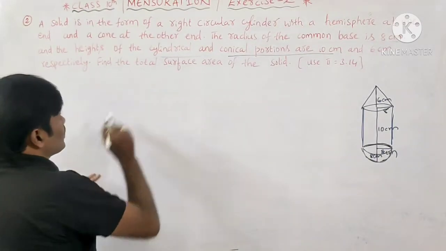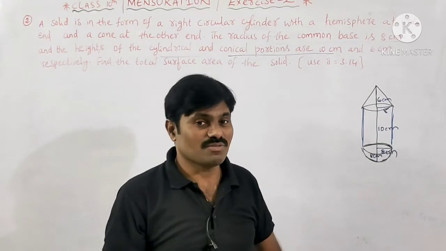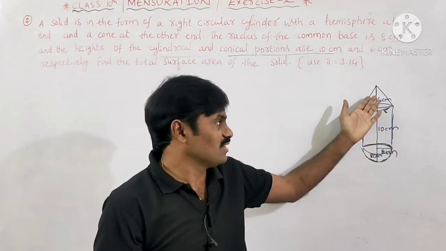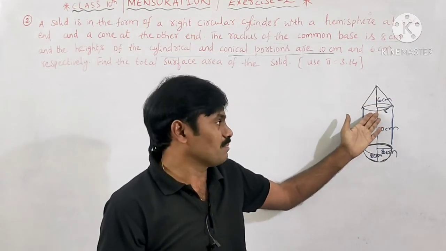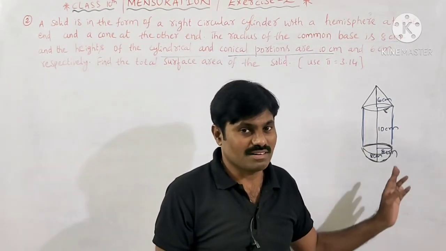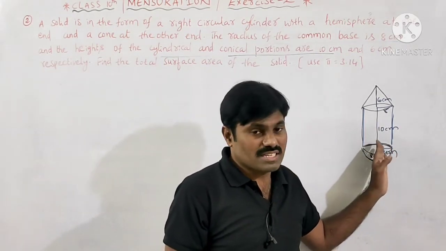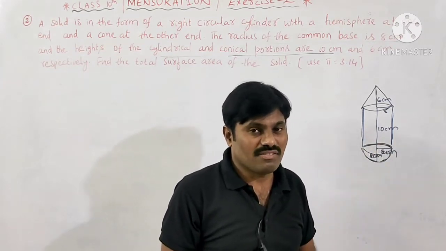Now what is required? They ask us to find the total surface area of the solid. Usually total surface area means we use formulas like this. What is the total surface area of a cone? Pi r L plus pi r square, that is pi r of L plus r. And what is the total surface area of a cylinder? 2 pi r h plus 2 pi r square. That means 2 pi r of r plus h.